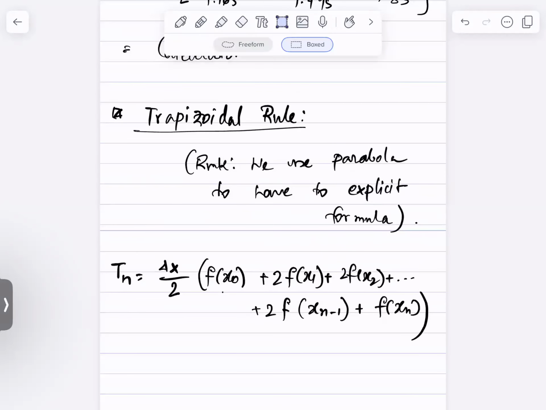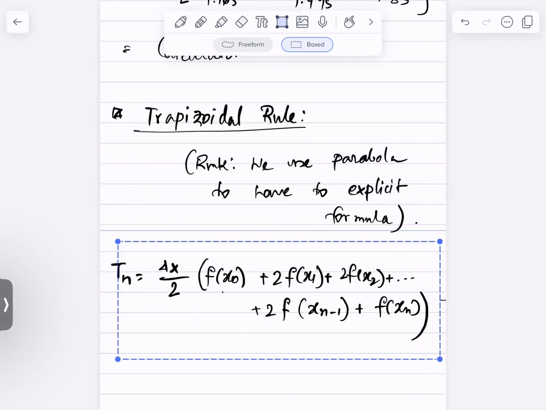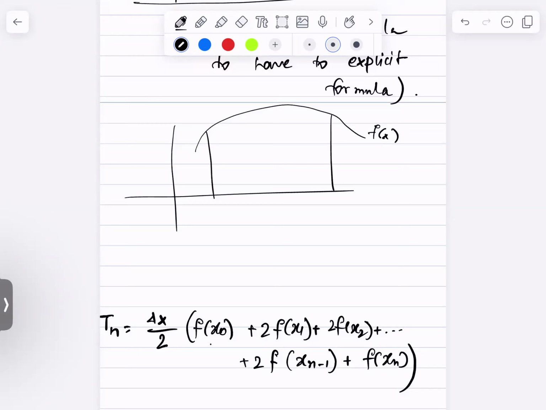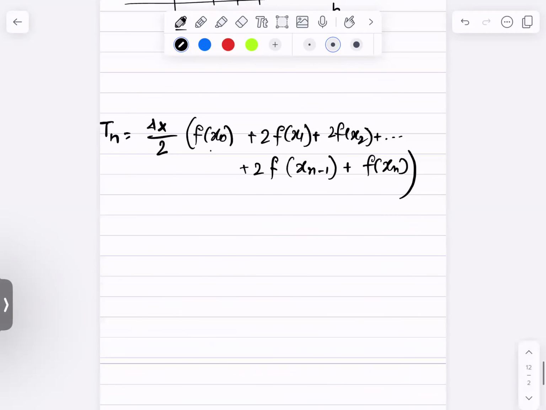So let me just draw the graph real quick. Say you have this type of function, then basically from A to B, this is your x naught, x1, x2, and so on. This is your xn. Okay, cool.